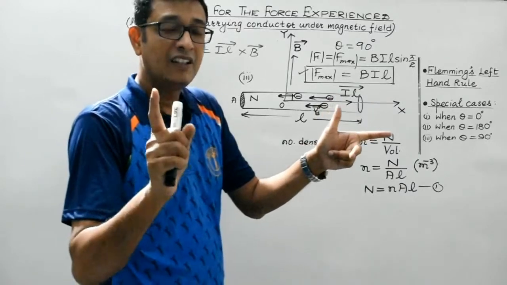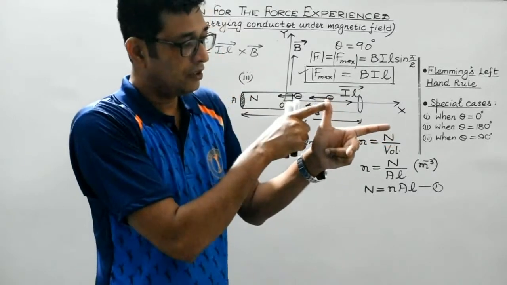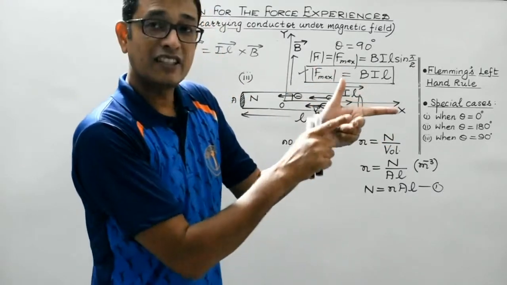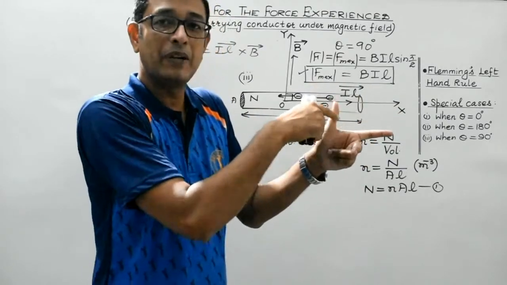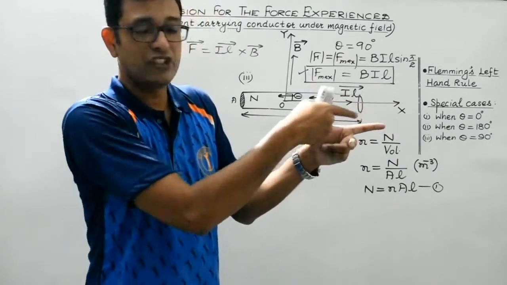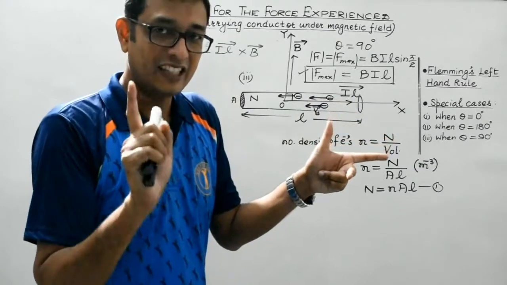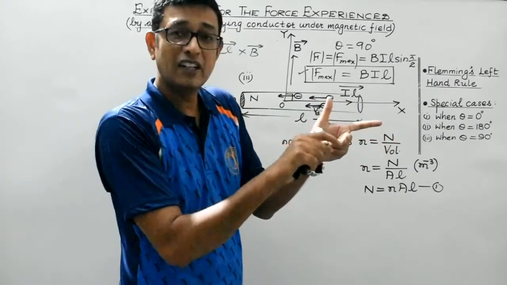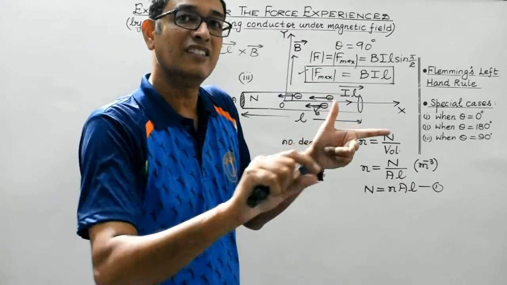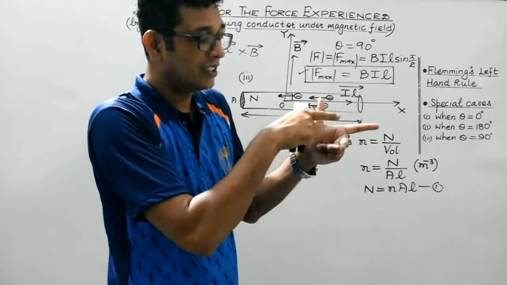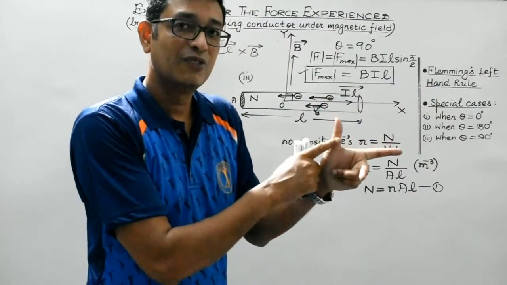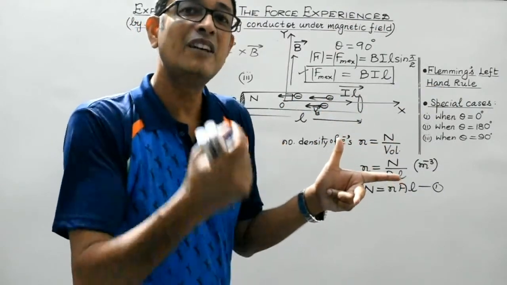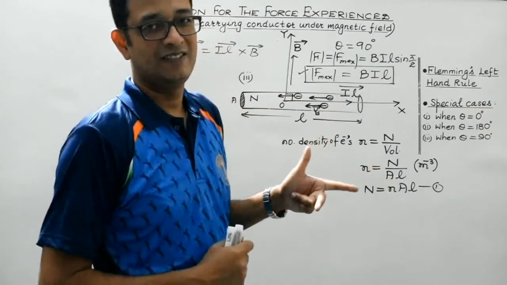Again I repeat, stretch the thumb, the forefinger and the central finger of your left hand such that they are mutually perpendicular to each other. All are perpendicular to each other. In that case, if the central finger represents the direction of the flow of current, the forefinger represents the direction of the magnetic field, then the thumb will represent the direction of the magnetic force.